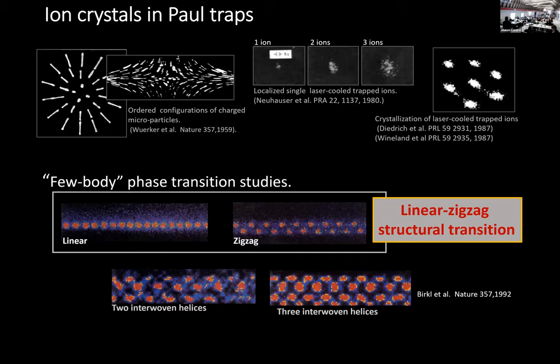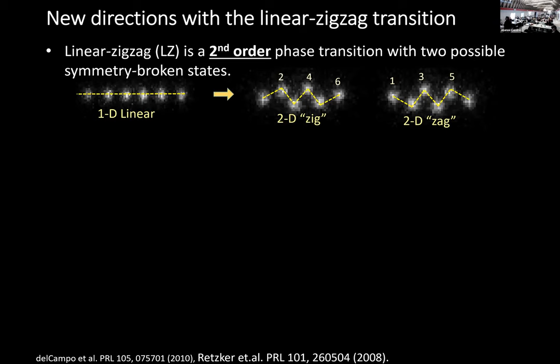There's been renewed interest in looking at these in the last few years, and in particular at the very first one of these transitions, the linear to zigzag transition, where you go from a linear to either a zig or zag state. This is the only one of these transitions in the whole hierarchy that is second order in an ideal situation. So it is a continuous phase transition, where you can have two of these symmetry broken states as you cross the transition.